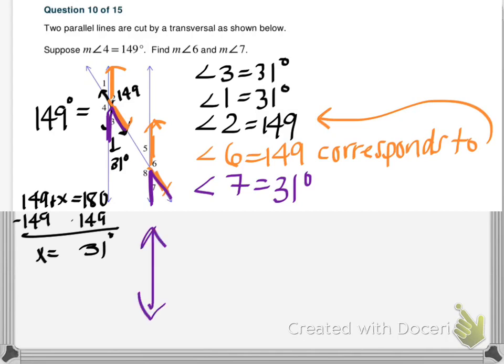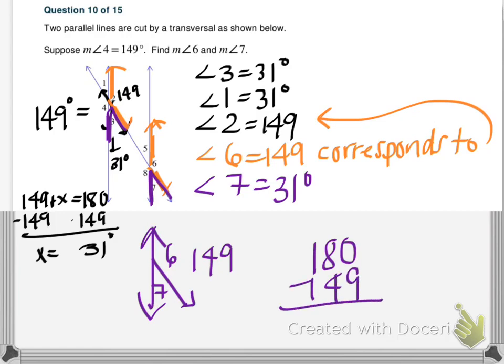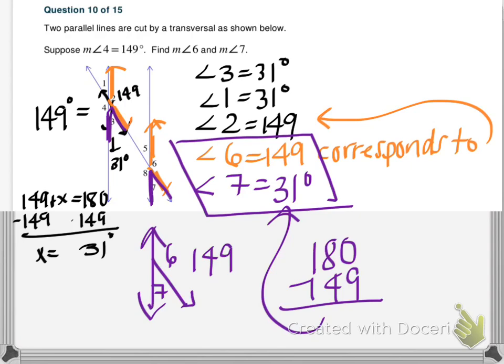Angle 6 and angle 7 look like this. So that means they're supplementary. If we knew that the measure of angle 6 was 149, we could have subtracted that from 180 because we know they're on a straight line to still give us 31. So here are your final two answers in the parallelogram there in purple for this problem.